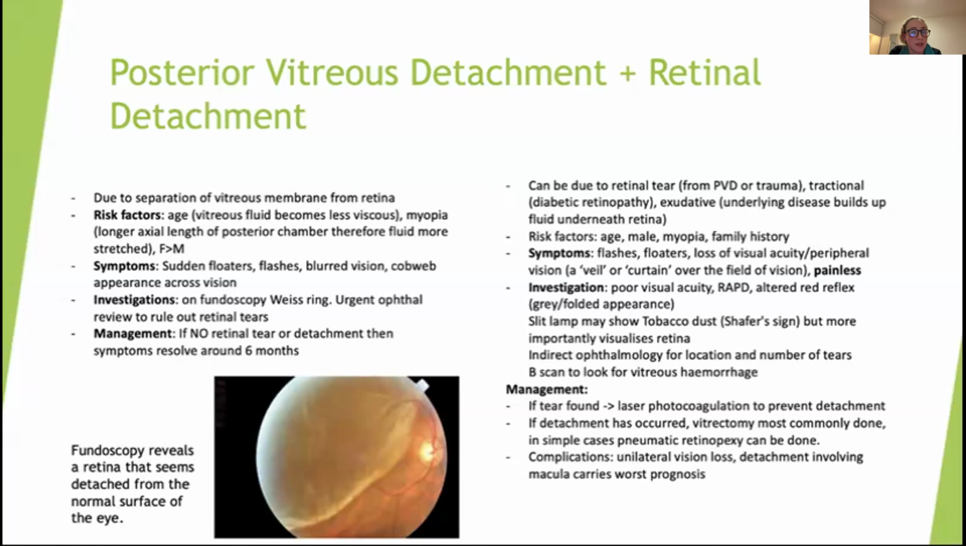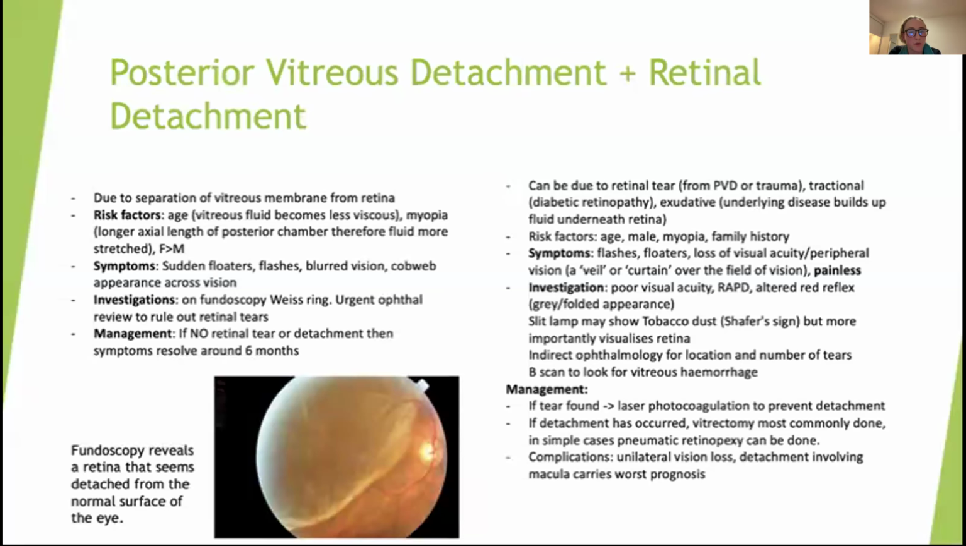But again, risk factors are age, myopia, but this one's more common in men than women. And there might be a family history there. The only other thing is that on a slit lamp examination, you might get Schaeffer's sign, but the key thing is just to visualize the retina and look to see the number of tears and see if there's a vitreous hemorrhage as well.